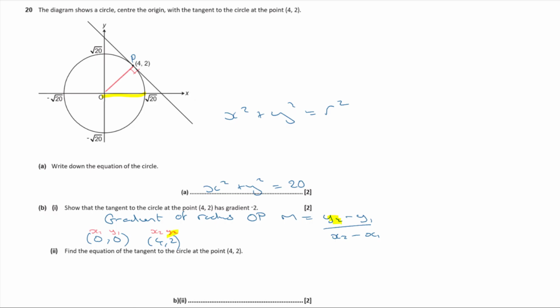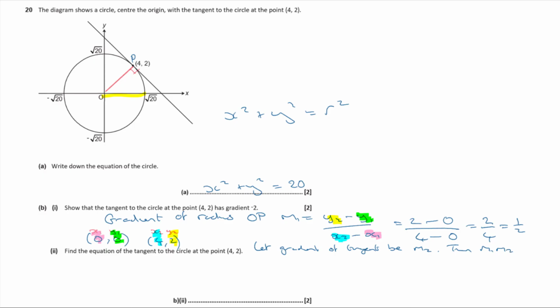carefully in then. So y2 then is that number there, it's 2. So that's 2 minus y1. What's y1? y1 is this number here, it's 0. Over then x2, which is my second x coordinate, it's that one there, it's 4, minus x1, which is my first x coordinate, that's another 0. Okay, so then the gradient of this radius is going to be 2 over 4 then, which is a half. Now to show that the tangent has a gradient of minus 2, I can say let the gradient of the tangent be m2, then m1 m2 is minus 1 because they are negative reciprocals of each other, and therefore m2 will be equal to minus 2 as required.